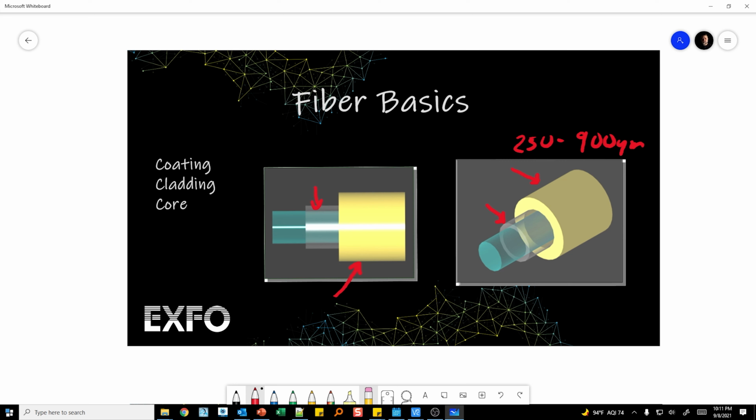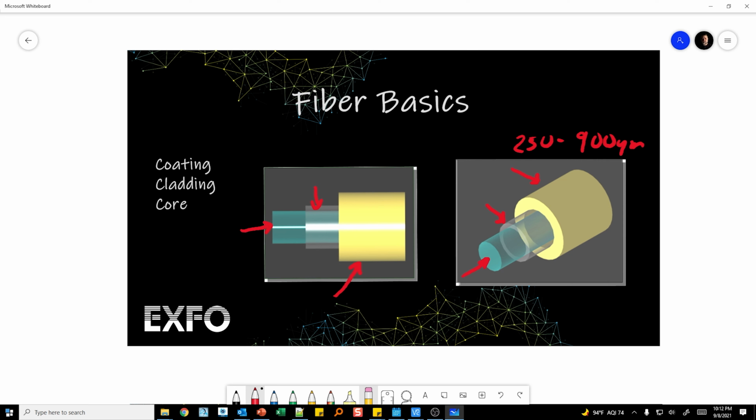The cladding is also optical glass. Some people like to display it like it's a whole separate layer, but it's really all melted together with the core. It's just on the outer edge of the actual fiber itself. This could be 100 microns, 200 microns, 150 microns. There are different sizes here depending on your cable itself. And then we have the core itself.